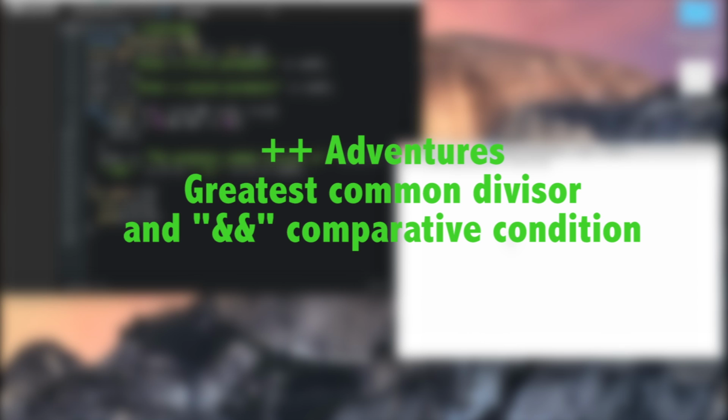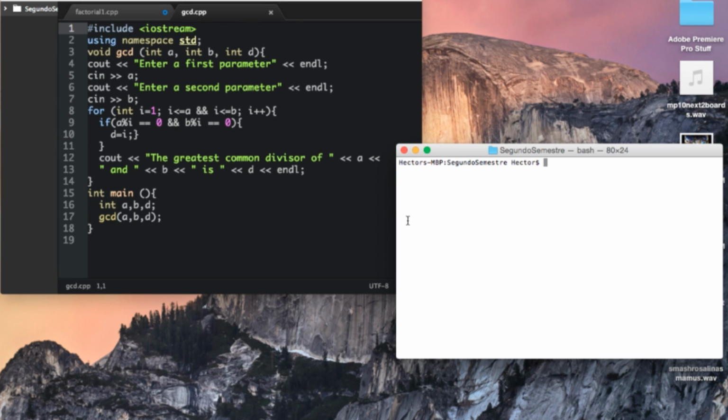In the last episode, we checked the factorials and how to ask if you want to continue doing a function or not. In this episode, we are going to give out the greatest common divisor between two numbers.